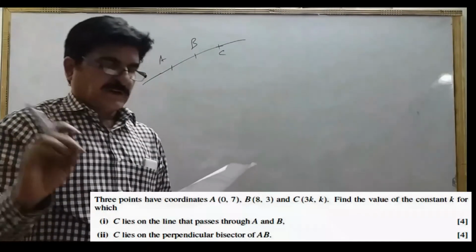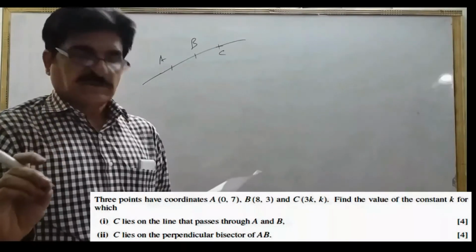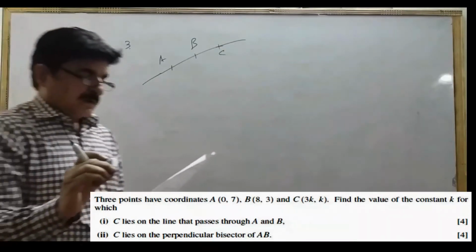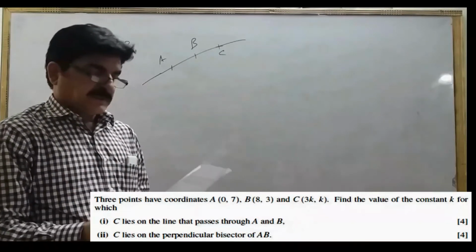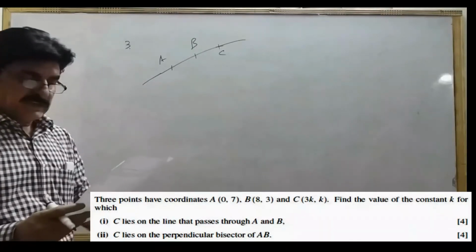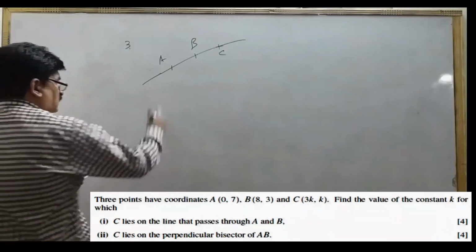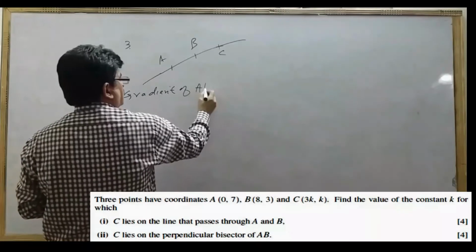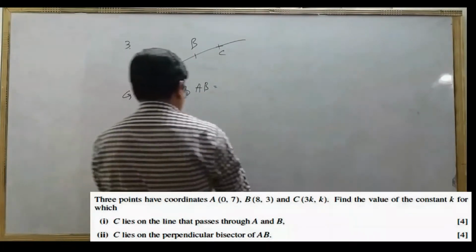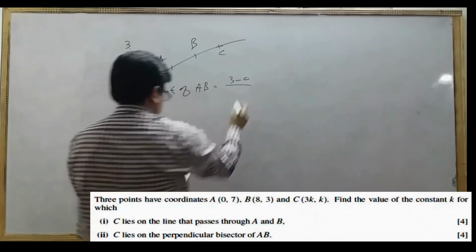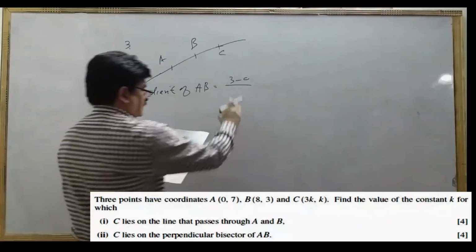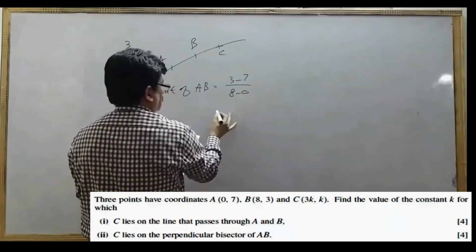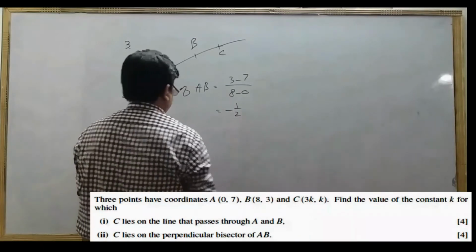So the key point I have told you is that of collinear points. When the points are collinear, the gradient will be the same whether we use AB or BC. So if we use this idea, we find the gradient of AB. By using points A and B, you write the gradient, it will be (3 minus 7) over (8 minus 0). This is -1/2.